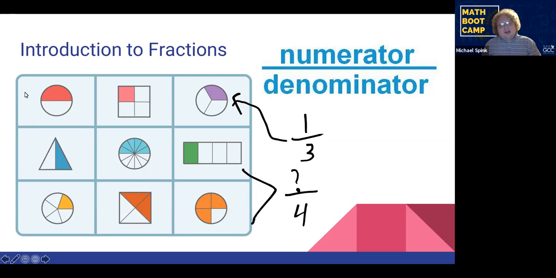The numerator is the number of how many pieces we have when we end up cutting things up. The denominator is the name of the fraction. It's how many pieces we're breaking things up into.